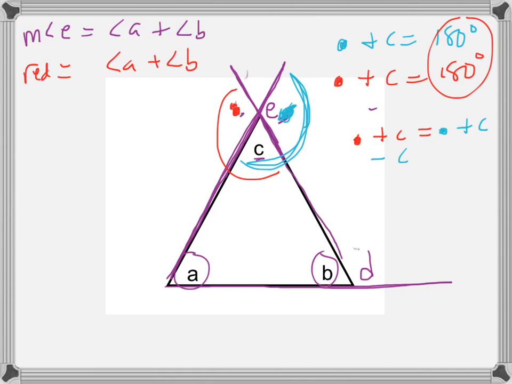But if you subtract C from both sides, what you're going to end up with is this identity, that the blue is equal to the red, right? So what we know here is that these two angles, the red here and the blue there, are equal to each other. Okay, so look at how these lines are intersecting.